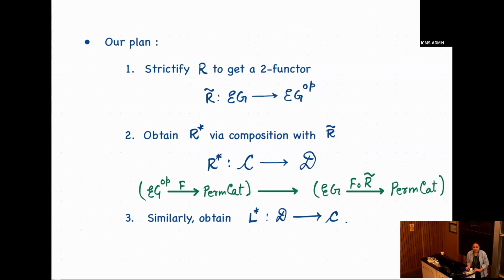So our plan is to strictify R to get a 2-functor R tilde from EG to EG op. Then we want to get a functor from C to D that is denoted by R star, and R star is given by composition. So in C, we have functors from EG op to permcat, and we compose it with R tilde to get a functor from EG to permcat.